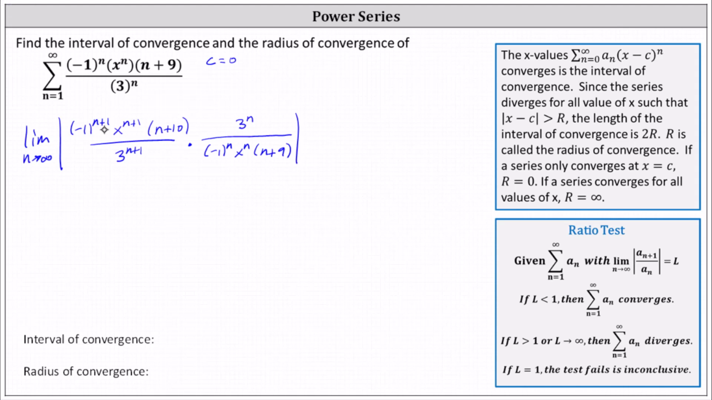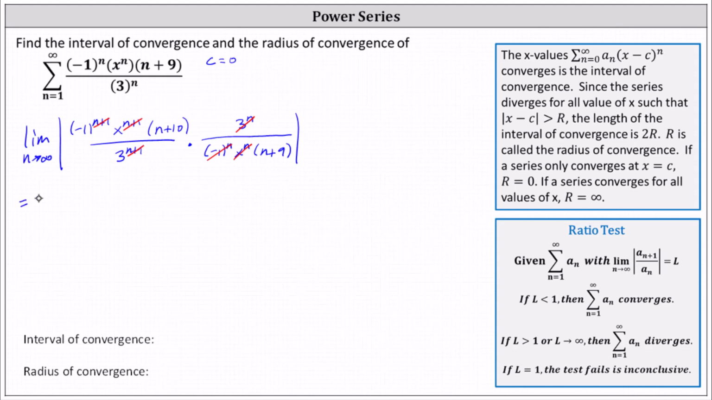Negative 1 to the power of n plus 1 divided by negative 1 to the power of n simplifies to one factor of negative 1 in the numerator, which isn't really going to matter because of the absolute value. X to the power of n plus 1 divided by x to the power of n simplifies to one factor of x in the numerator. And 3 to the power of n divided by 3 to the power of n plus 1 simplifies to one factor of 3 in the denominator.